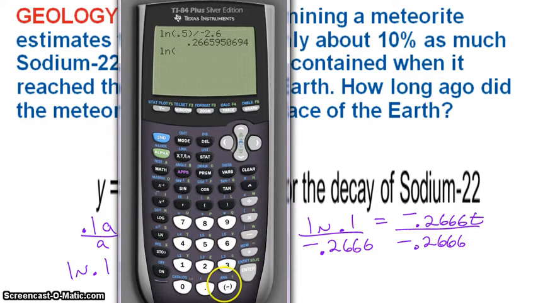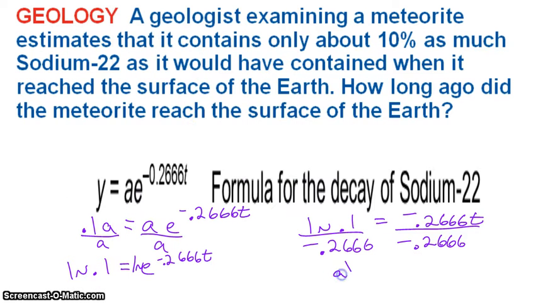So the natural log of 0.1 divided by negative 0.2666, and I get about 8.64, or about 8.6 years ago. So a little bit more than 8.5 years ago.